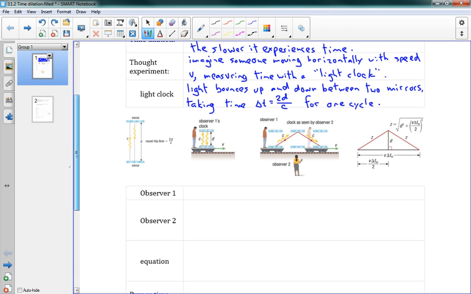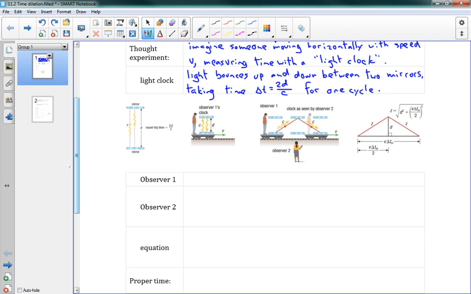So we can take a look at this picture of the mirror. You can see that the light moves upward at speed c and back down at speed c, and time is distance over speed. So delta t is 2d over c because it's traveling twice this distance between the two mirrors. So you can see our round trip time there is 2d over c. Hopefully that is clear enough that for it to go back and forth it needs to take that much time. Okay, so that's our light clock.